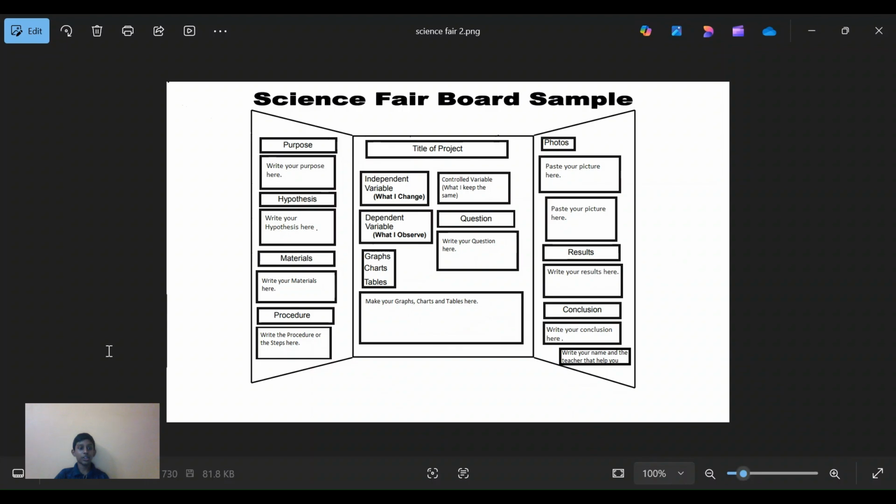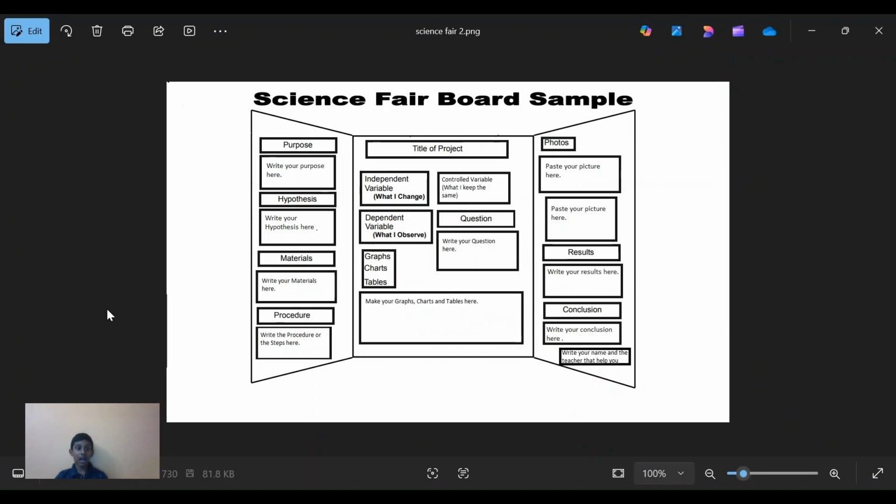The definition of question is: the question precisely states what the experiment seeks to answer, guiding the focus of investigation and connecting the purpose and hypothesis. The example is, does the type of music affect the growth rate of bean plants? Fun fact is, asking a great scientific question is like unlocking a secret level in a video game. Once you ask it, a whole world of answers opens up.